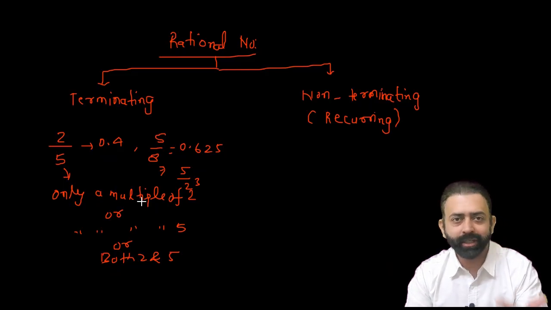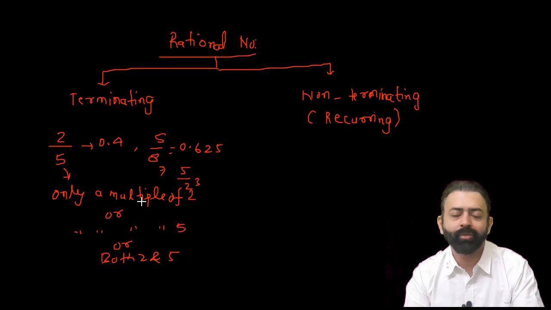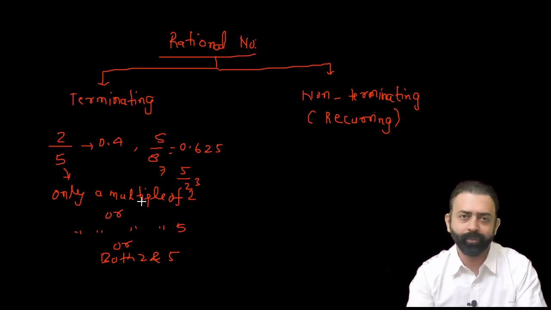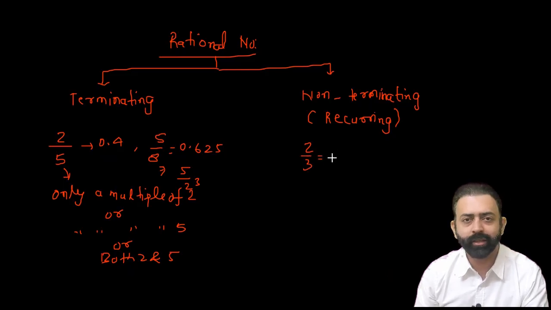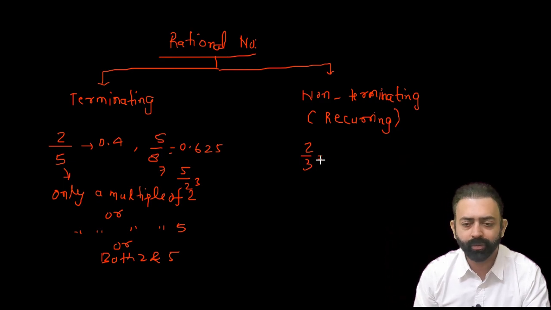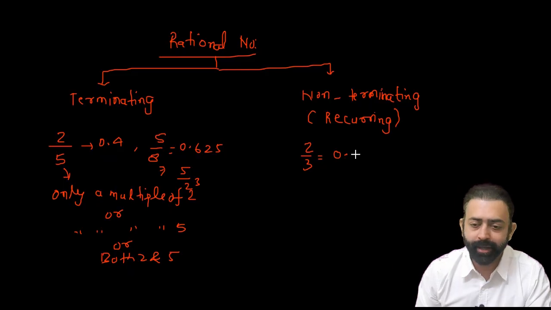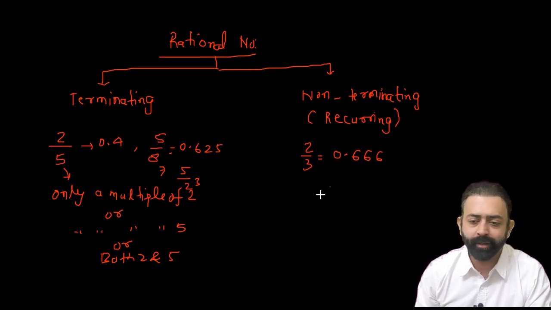And the opposite of this: if in the denominator there is not a multiple of 2 or 5, but another number, for example 2 upon 3, where in the denominator we do not have 2 or 5 or both, then this is non-terminating but repeating. As you know, its decimal equivalent is 0.6666 up to an infinite number of digits.